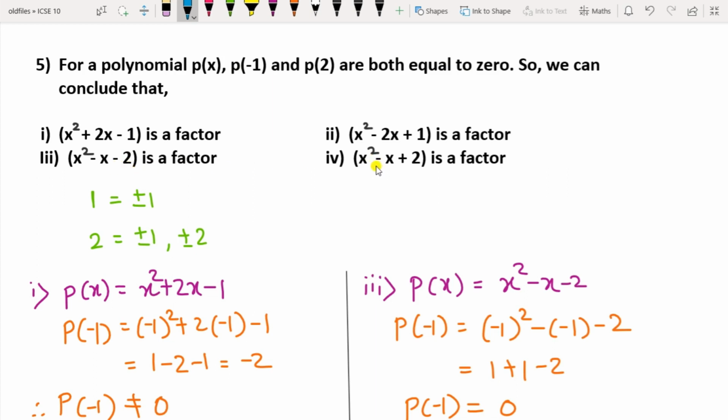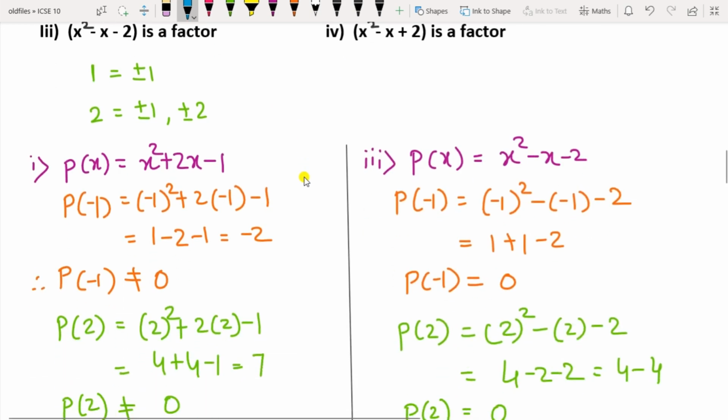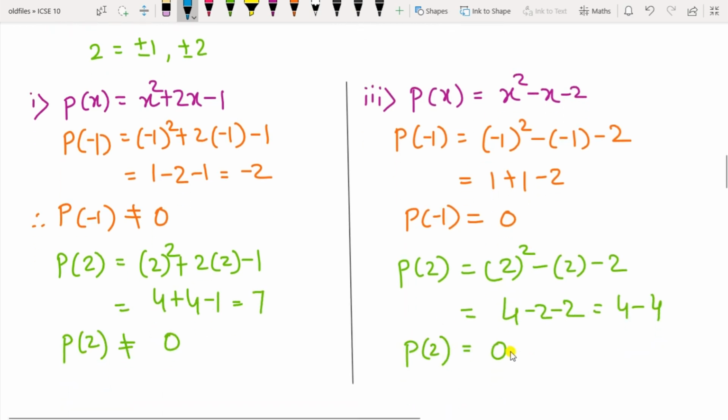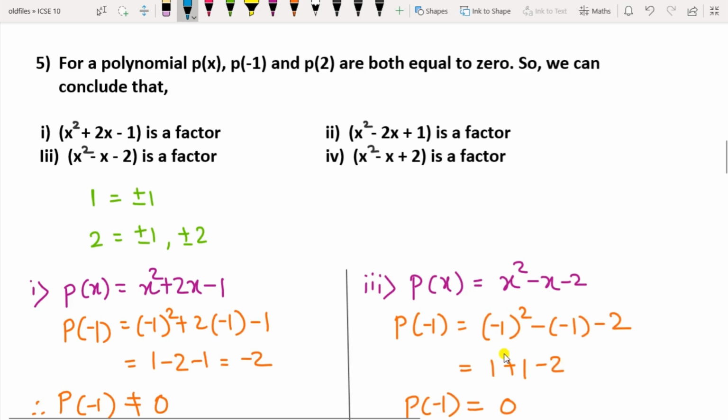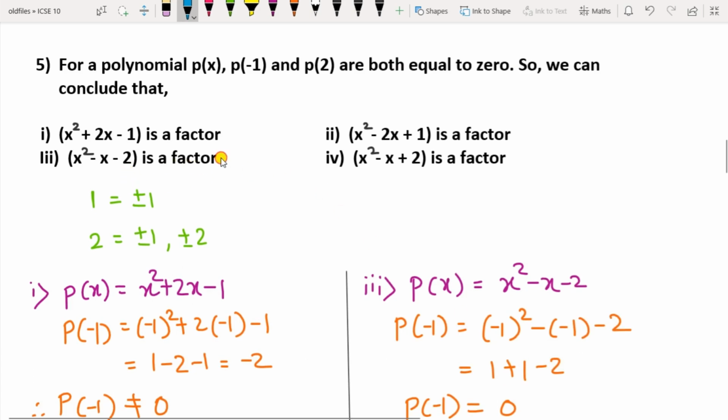So either option 3 or 4 can be the correct option. Okay. So you can solve it for 3 and 4, and you can get the remainder should be equal to 0. So it is p(x) equal to x square minus x minus 2. So p(minus 1) will also be equal to 0 and p(2) is also equal to 0 in this case. So therefore x square minus x minus 2 is the correct option from these two. Now already you have eliminated these two. Now you have to choose between the third and the fourth, and by solving this you can find which one is the correct option.